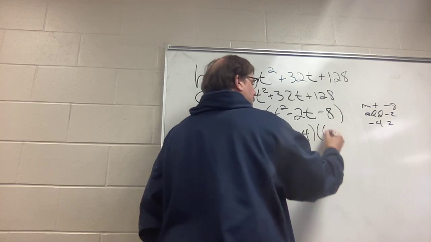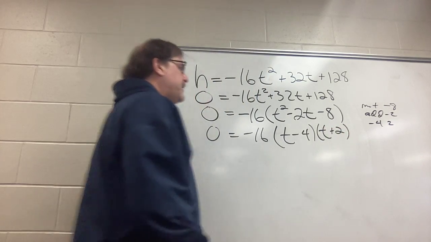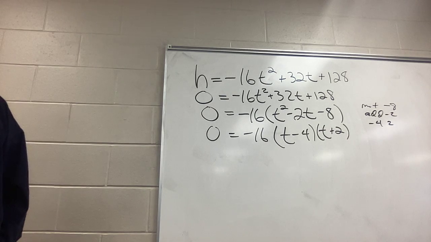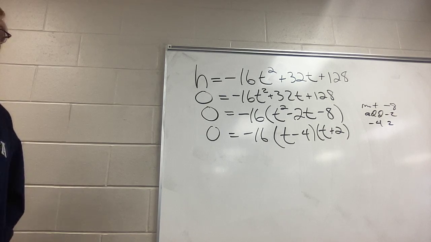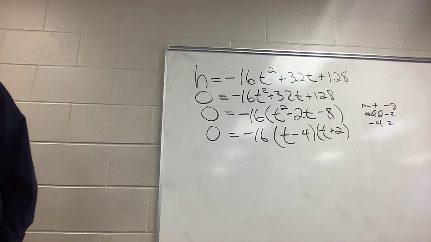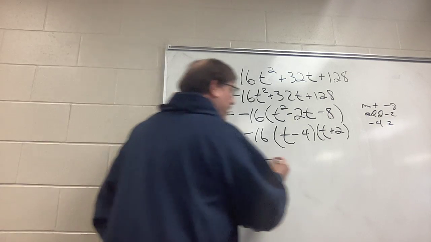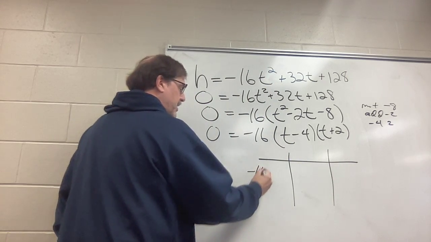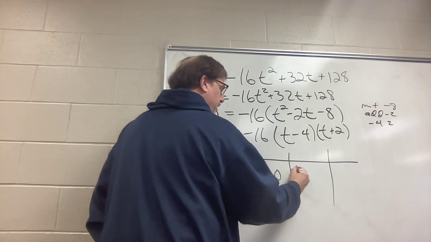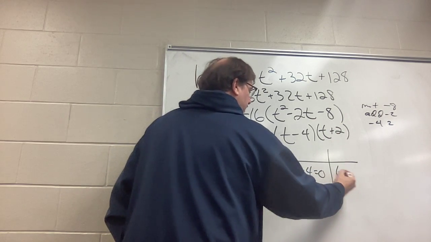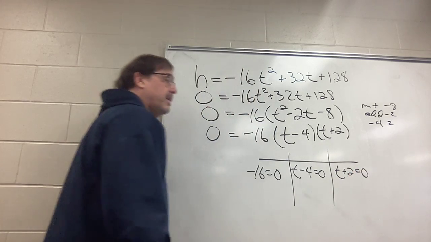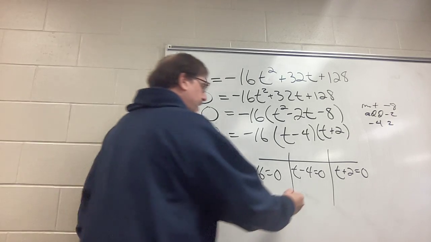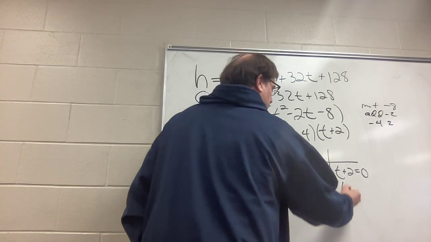T minus 4, T plus 2. Your teacher now would say the zero product property, we call it the big T. And in fact, it's a really big T. And we write down negative 16 equals 0. We write T minus 4 equals 0. And we write T plus 2 equals 0. So we're throwing a little review into all of this. Well, here I'm going to add 4 to both sides. And I'm going to take away 2 from both sides.